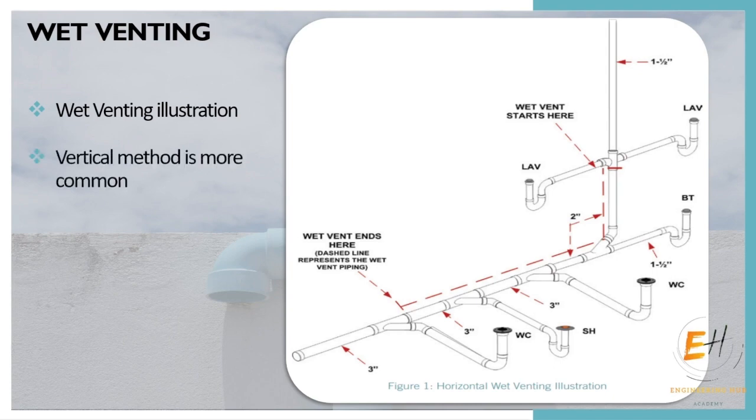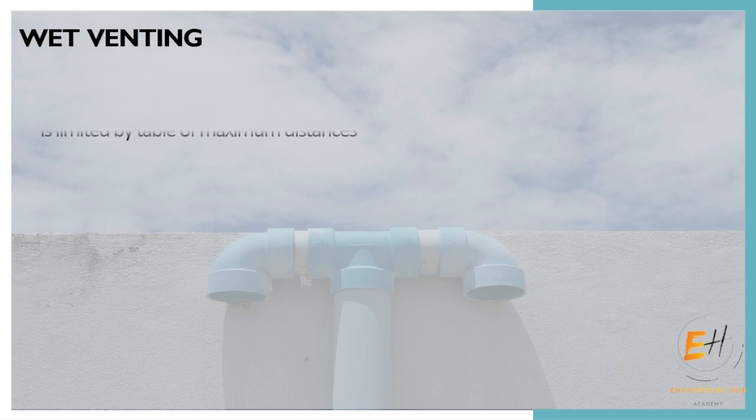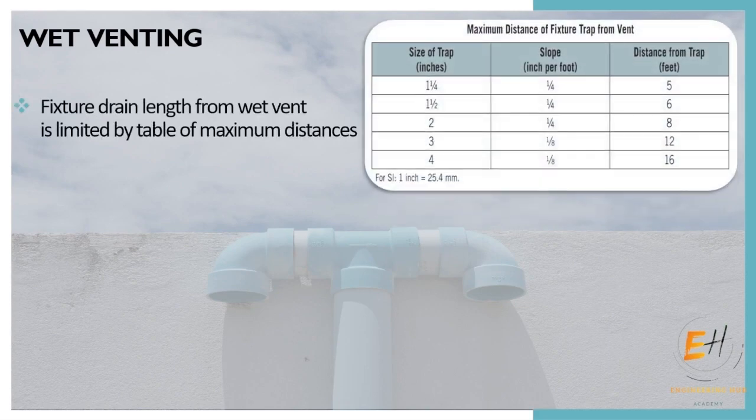The vertical method may be more common to plumbing installers in certain regions. However, don't be alarmed by what you see. The horizontal wet venting method is an effective way to provide a safe sanitary system that can save the contractor and owner time and materials. The fixture drain length from the wet vent is limited to the distances shown in the following table of maximum distance of fixture trap from vent explained before. There may be a situation where the fixture location is at a distance that exceeds the maximum trap to vent distance.